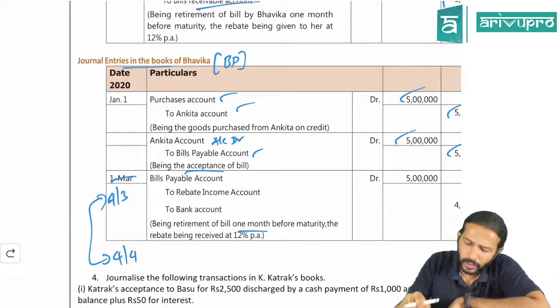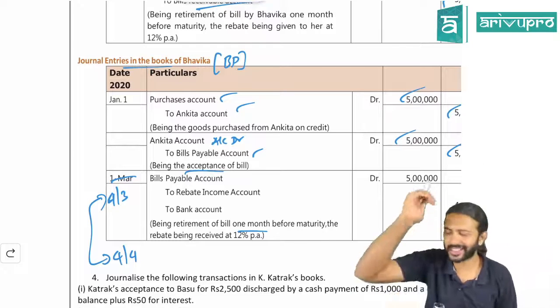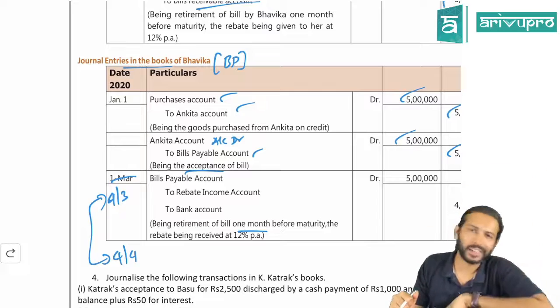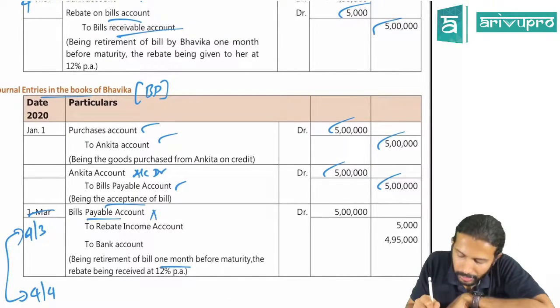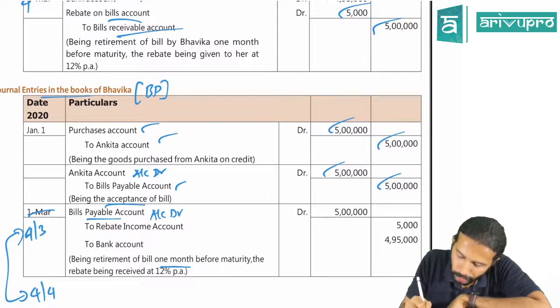What happened? Bhavika told, I have money. Take the money now only. That means we are settling the bills payable now only. So we are settling one liability now only. So liability will reduce. So the journal entry is bills payable account will be debited, because there is no more liability. So it is getting settled. So bills payable account debit.